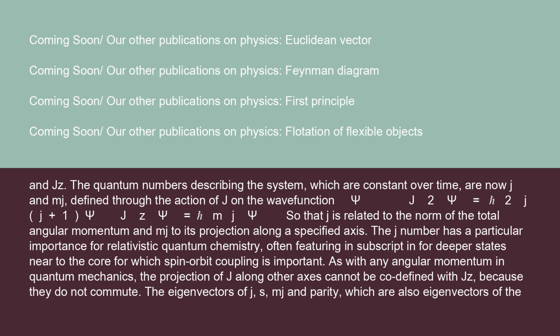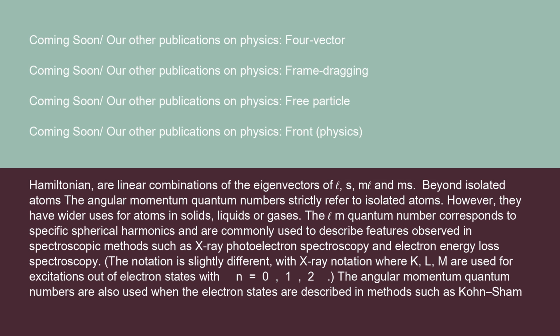As with any angular momentum in quantum mechanics, the projection of J along other axes cannot be co-defined with Jz because they do not commute. The eigenvectors of J, S, mj, and parity, which are also eigenvectors of the Hamiltonian, are linear combinations of the eigenvectors of L, ml, and ms.